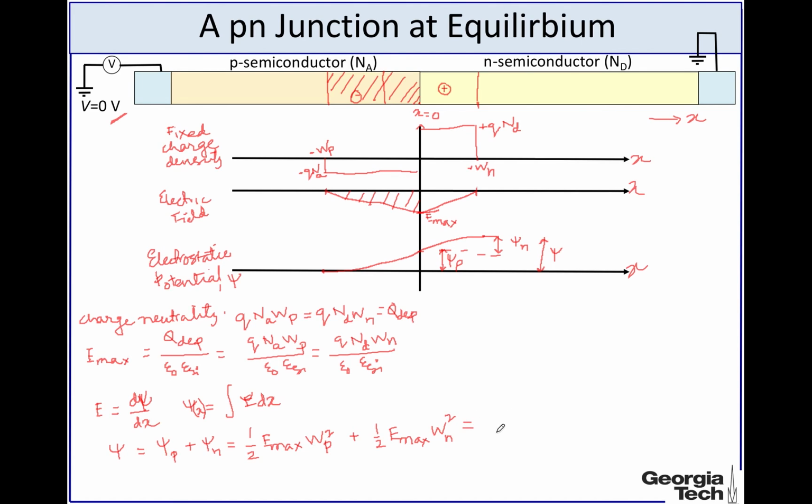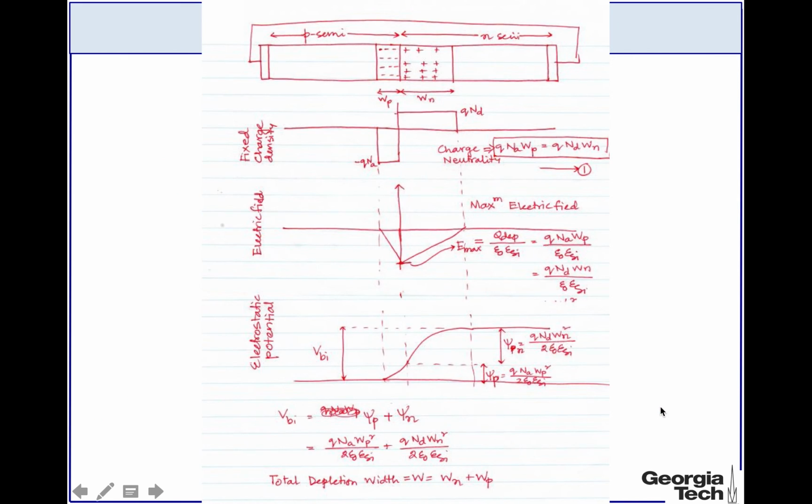And what we say is that the drop of the change in the electrostatic potential across the depletion region is what we call the built-in potential. So this we call VBI, and this is called the built-in potential. All right. So now the same calculation is shown here.